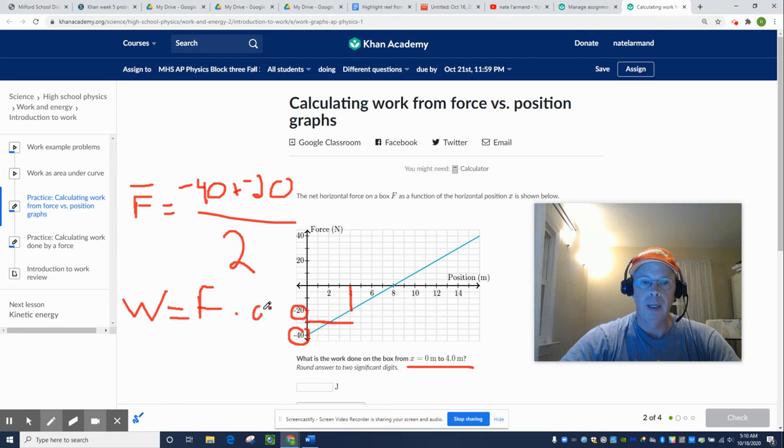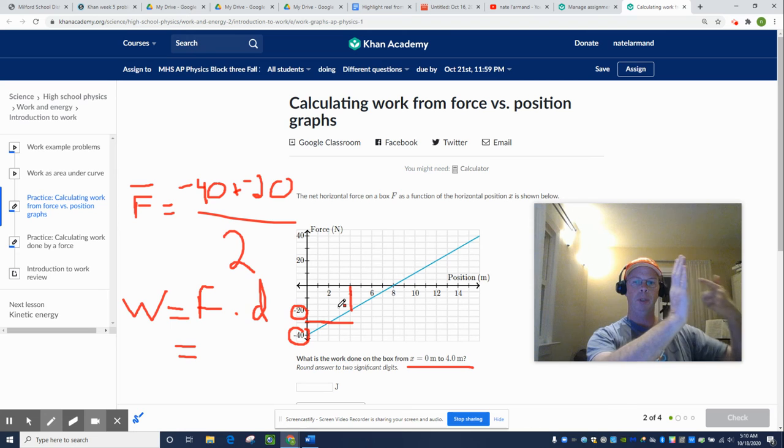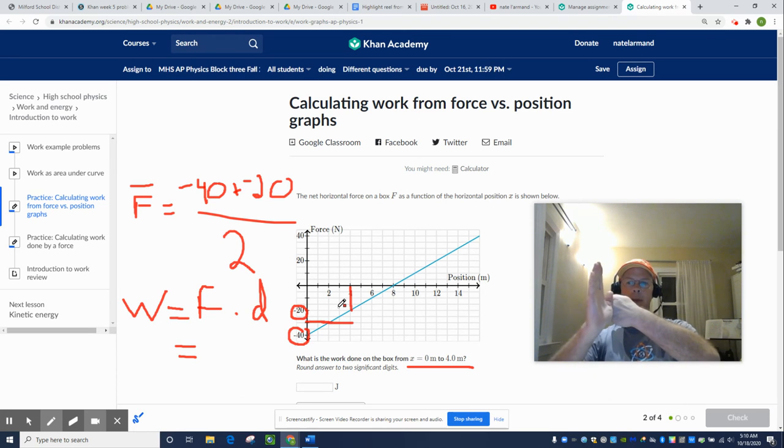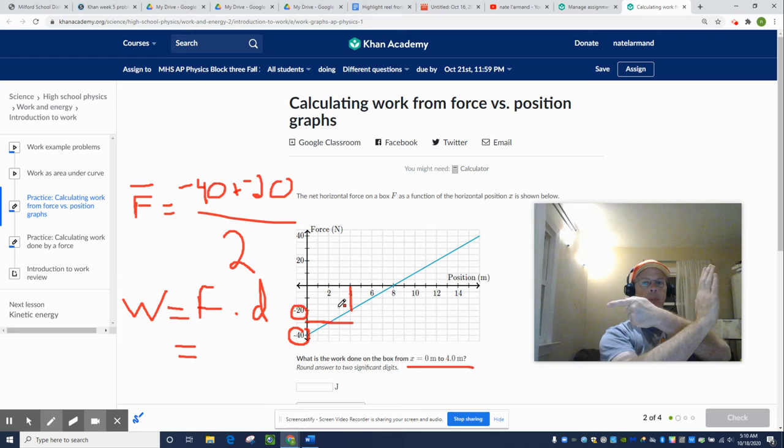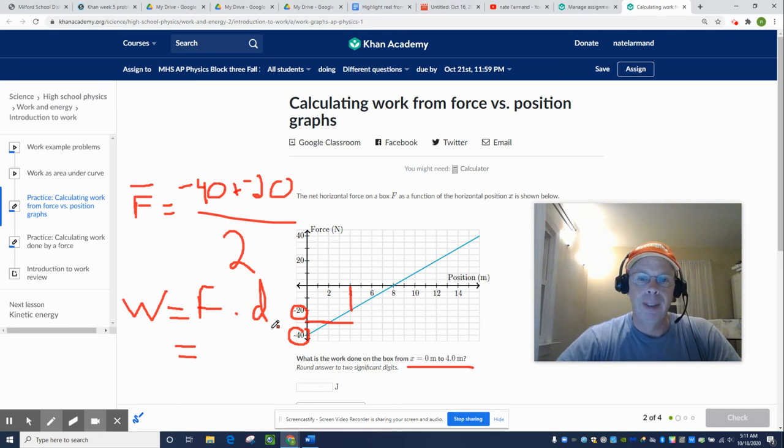And so the work is force times distance, or excuse me, force dot distance, F d cosine theta. In this case, I think the force is anti-parallel. So like I said, I'm moving in the positive direction, but the force is backwards. That means negative work is done. We are robbing energy from this system. The average force is negative 30, and the displacement right there is 4 meters. So that's negative 120 joules, or the area underneath our rectangle.